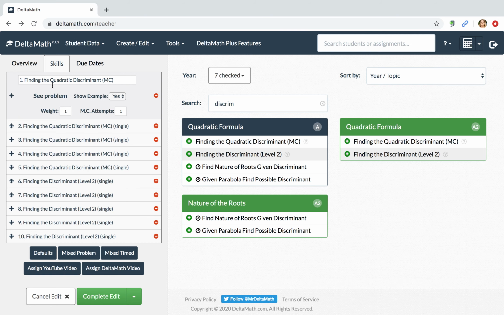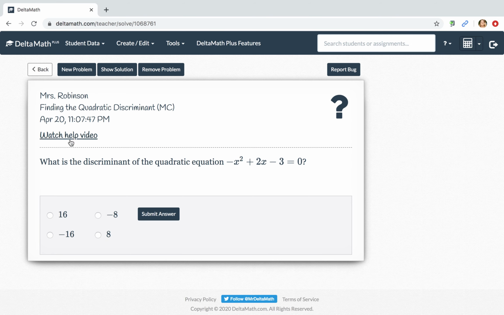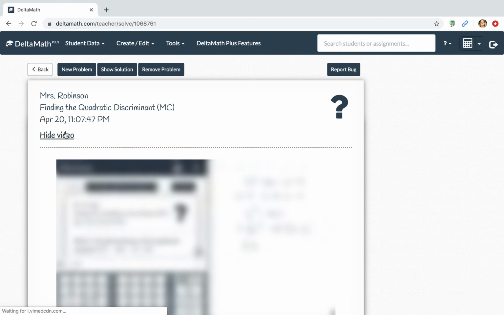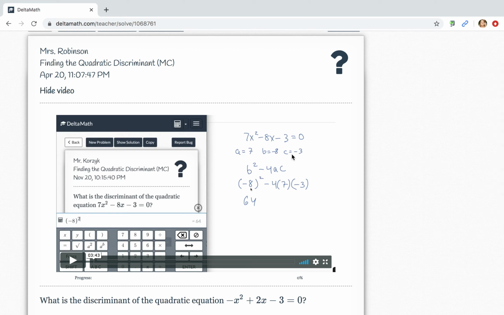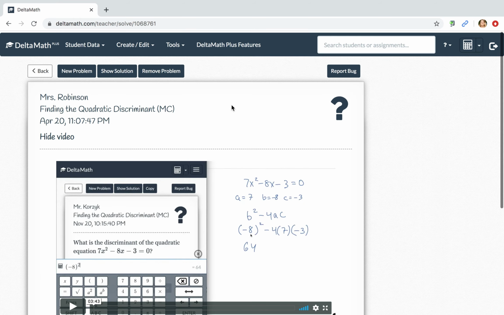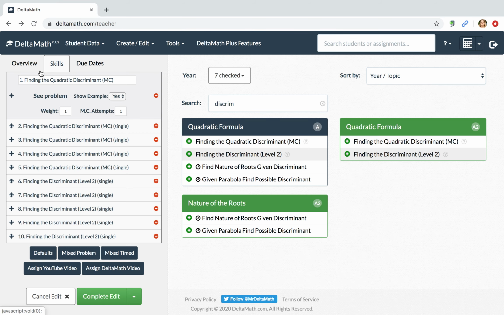So remember, when you look at these problems, you also have watch help video. So you can always just click on that if you're like, I don't know what she's talking about. And it's going to go through, here's an equation, identify ABC, plug it in, and then type in your calculator. But certainly we can just use the tools that we've already got.